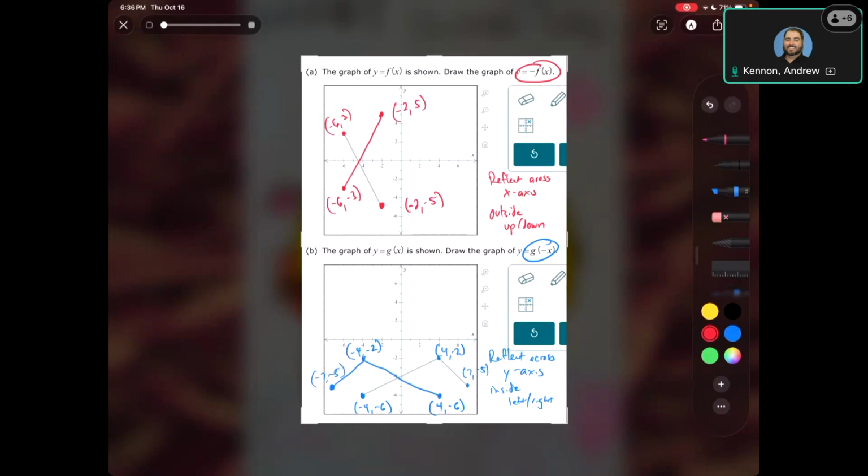But again, I do not do the point thing. I just say, okay, this is 4 to the left, so I'll move it 4 to the right. This one's 7 to the right, so I'm going to move it 7 to the left.